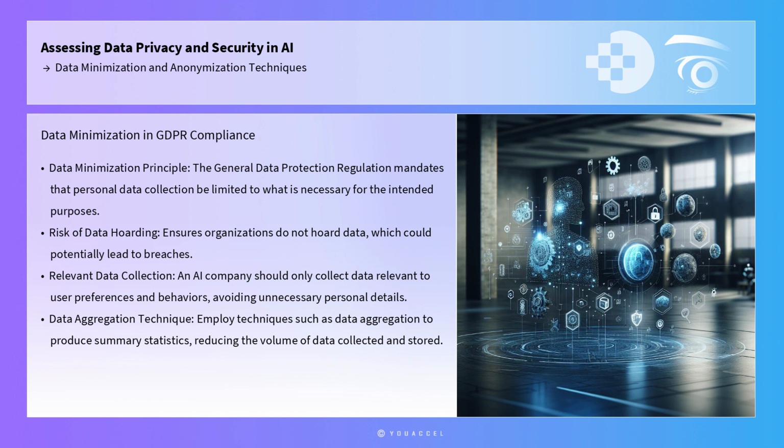For instance, an AI company developing a recommendation system should only collect data relevant to user preferences and behaviors, avoiding unnecessary personal details. This can be achieved by employing techniques such as data aggregation, where individual data points are combined to produce summary statistics, effectively reducing the volume of data collected and stored.